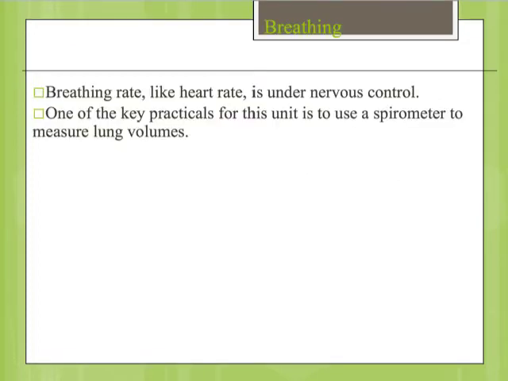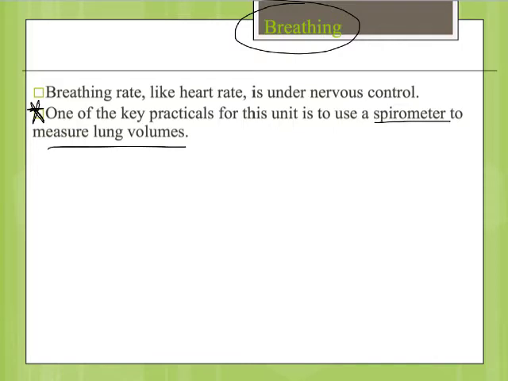Okay, so for today's lesson, then, we're looking at breathing. Breathing rate, like your heart rate, your nervous system is in control of that, and your parasympathetic nervous system is going to slow that down. Sympathetic will speed it up. And one of the key practicals for this unit is to use a spirometer to measure lung volumes.